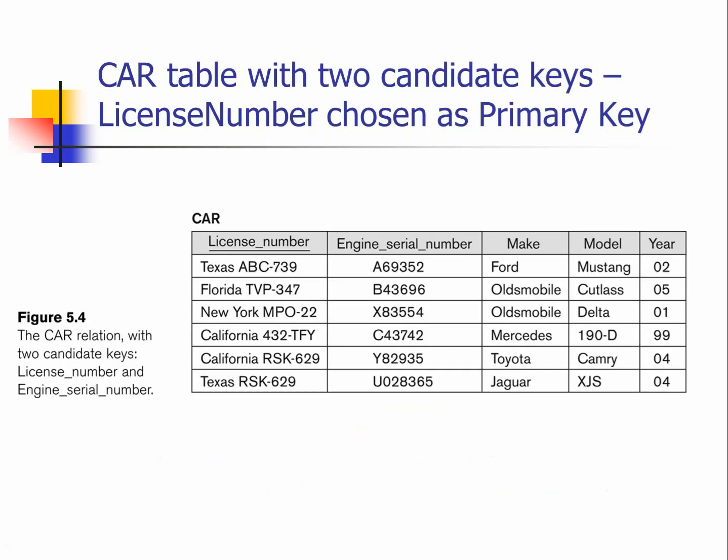So this is the example. Try to understand it. We can use the serial number as the key, while the license state and registration number combination forms another possible key. So this is a candidate key. This is also another candidate key.